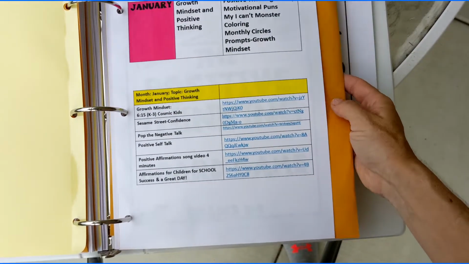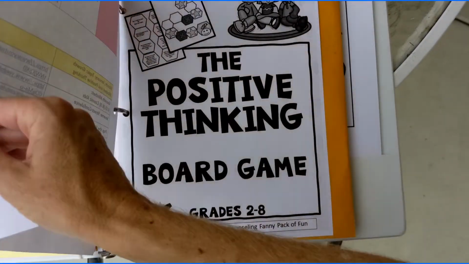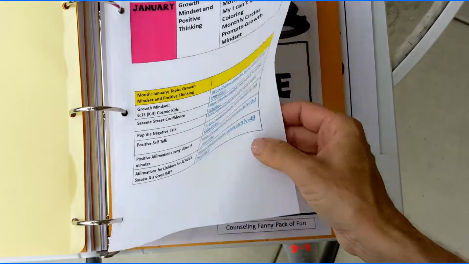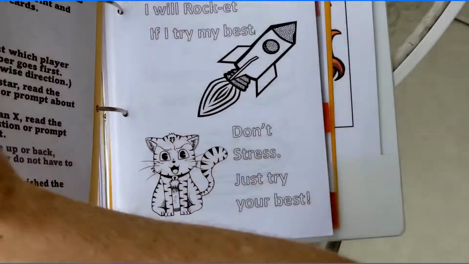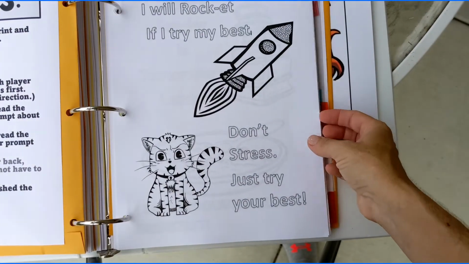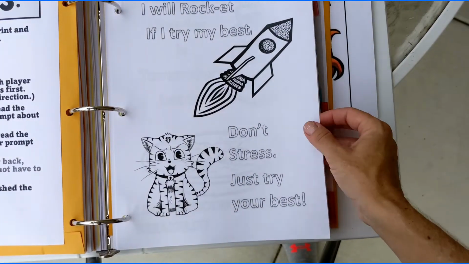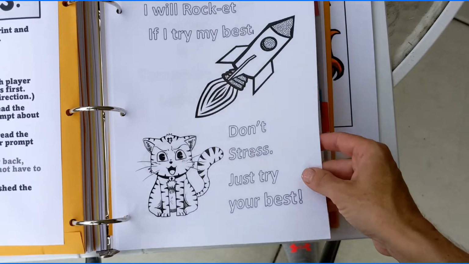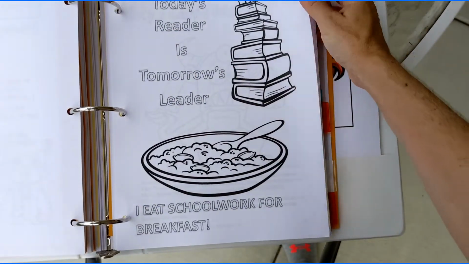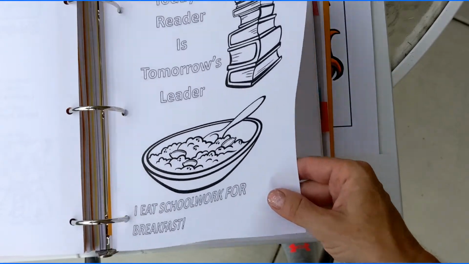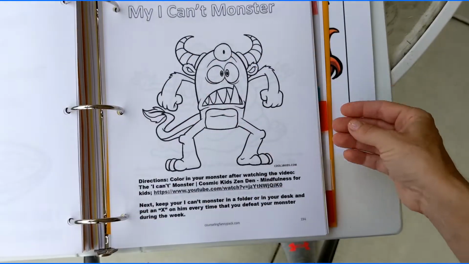And then the next month is Growth Mindset and Positive Thinking. Here the videos are listed below, and then there's a Positive Thinking board game. There's also positive thinking quotes that students can color and then possibly frame on some construction paper, as an art activity related to learning positive thinking at school and growth mindset.